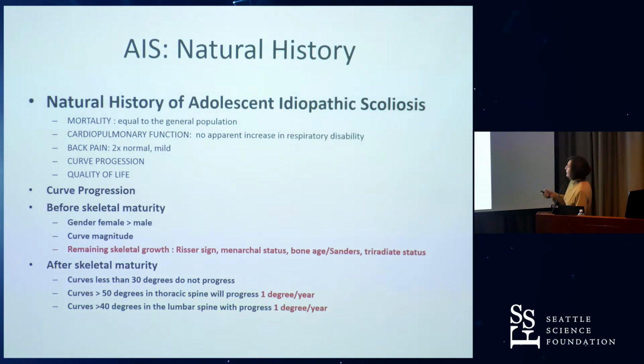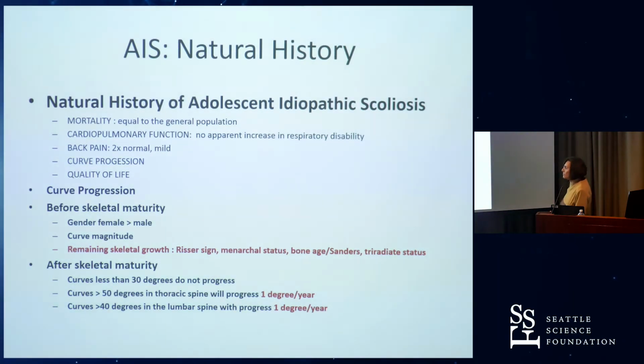We know, again, that it is much more likely to occur in those folks with more remaining skeletal growth, as we measure by menarchal status, Risser sign, or Sanders age. Again, kind of take-home messages: curves less than 30 degrees at maturity don't seem to change any meaningful amount. If you've got a curve that is more than 50 degrees in the thoracic spine, that's likely to continue to progress in your adulthood slowly, about 1 degree per year.